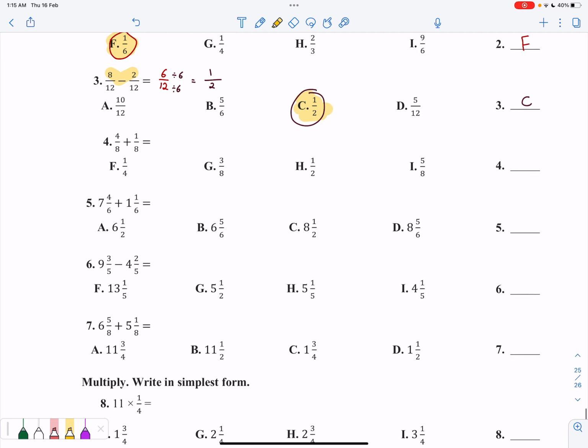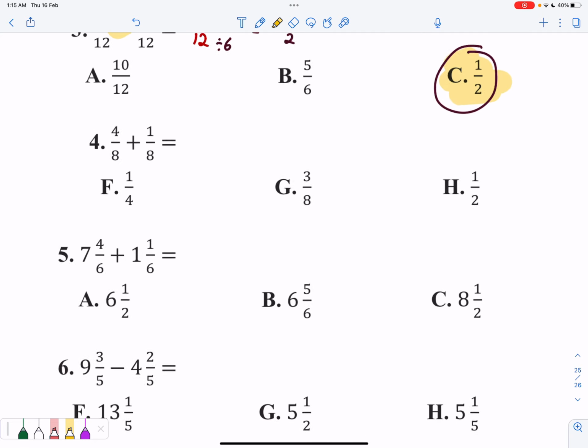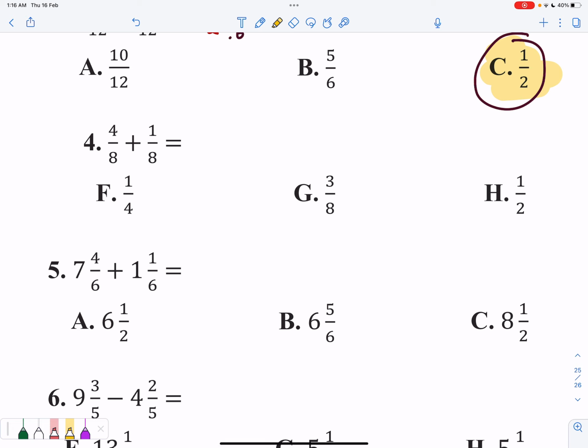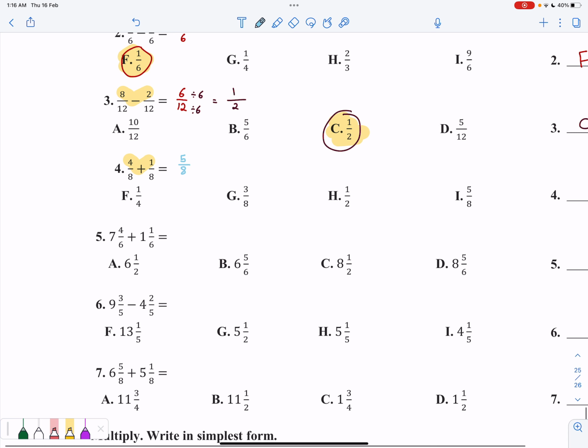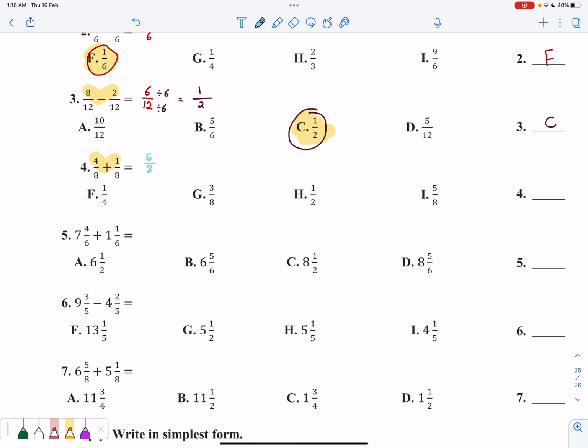Okay, question 4. 4 over 8 plus 1 over 8. Again, we just add the numbers at the numerator. So 4 plus 1 equals 5 over 8. Now 5 and 8, can you simplify them? Can you divide them over some common number? We cannot, because the 5 and the 8, we can't divide them over the same number. So we say this is the simplest form, which is answer I.